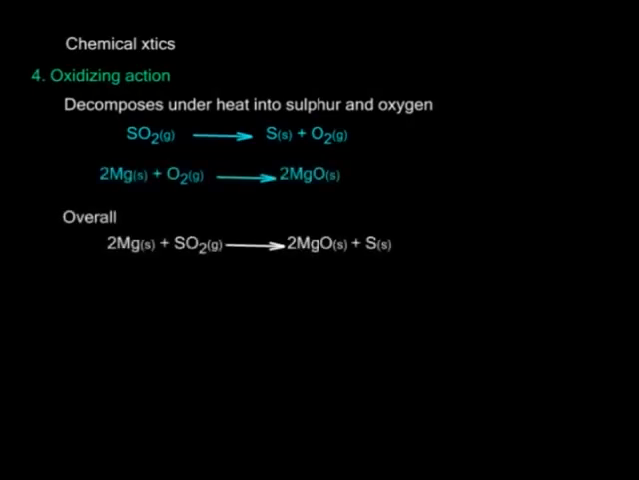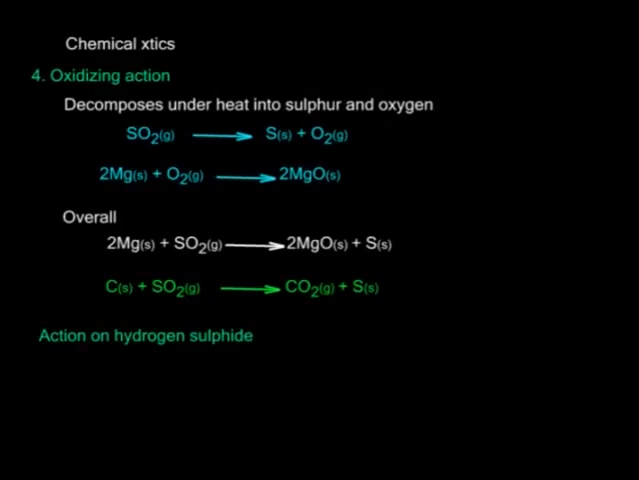If a mixture of carbon and sulfur 4 oxide gas is heated to a temperature of about 1000 degrees Celsius, carbon 4 oxide and free sulfur are formed. This reaction is used to obtain sulfur from industrial fuel waste.